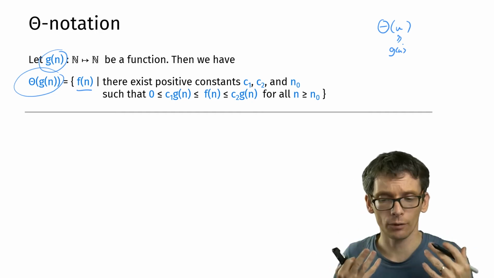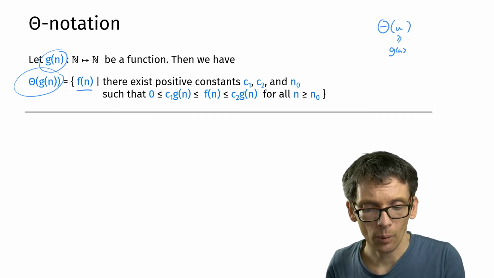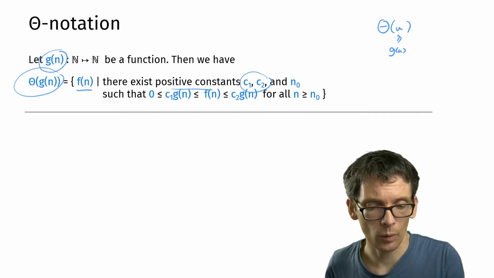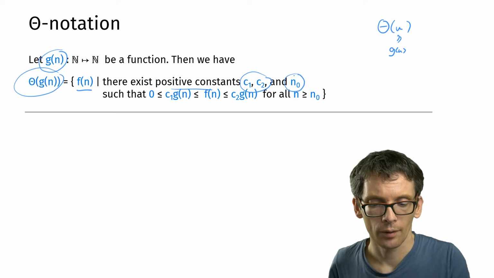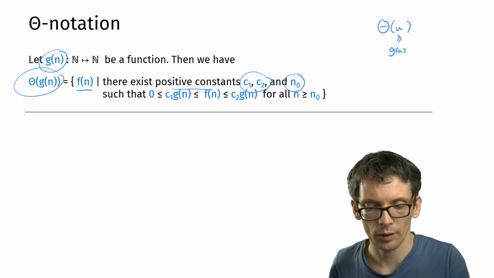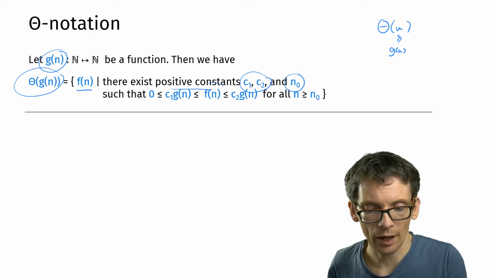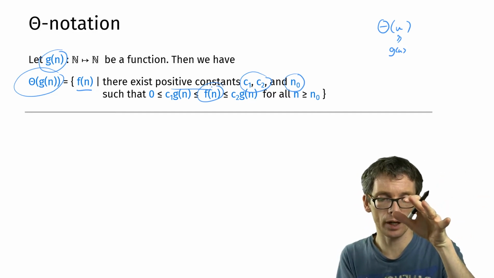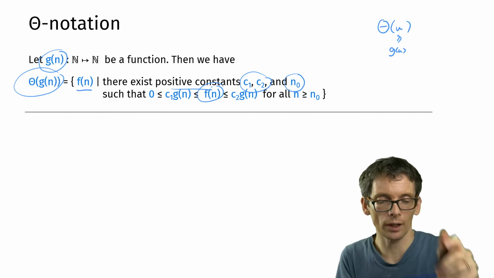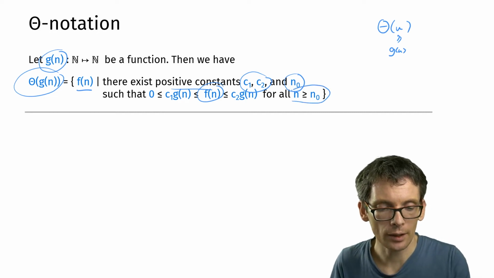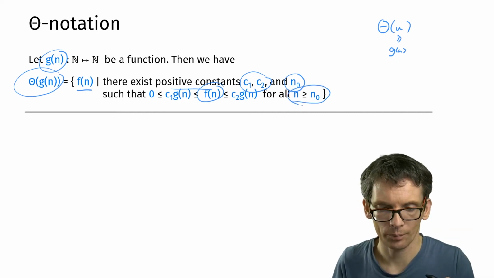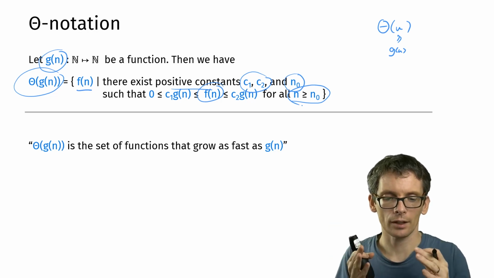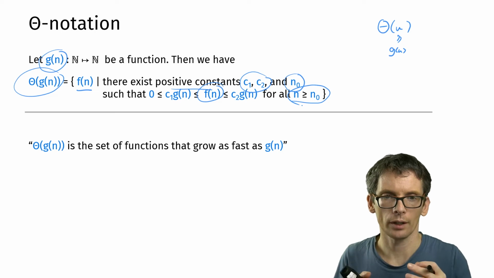And how is that formalized? It is formalized as stating there are positive constants c1 and c2 and an integer n0, such that f of n can be sandwiched between c1 times g of n and c2 times g of n, starting at n0. Theta of g of n is the set of all functions that grow as fast as g of n.